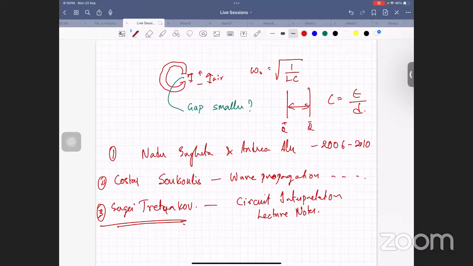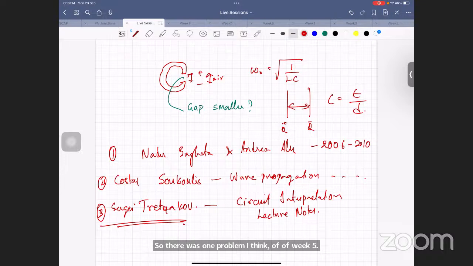So there was one assignment problem, I think, from week 5. The question is: a periodic diffraction grating is fabricated on a glass substrate with 100 slits with a periodicity of 2 micron. The EM wave is incident normally on the grating, resulting in a second order maxima at an angle of plus minus 30 degrees with respect to normal. So what is the wavelength of the incident wave?